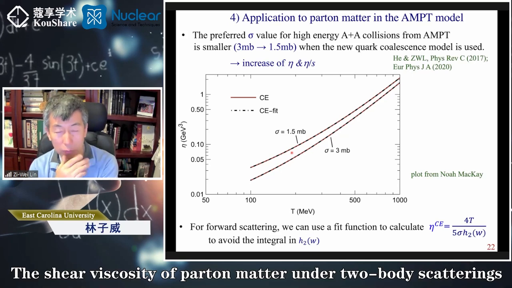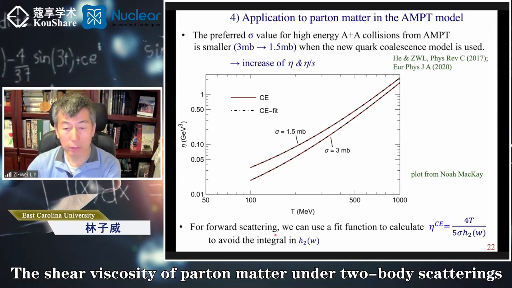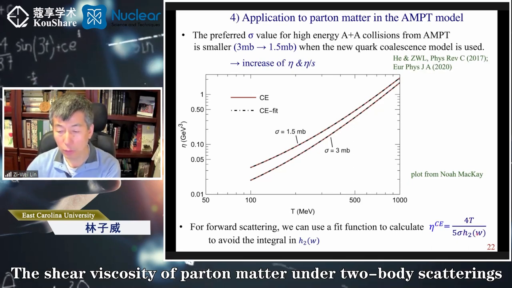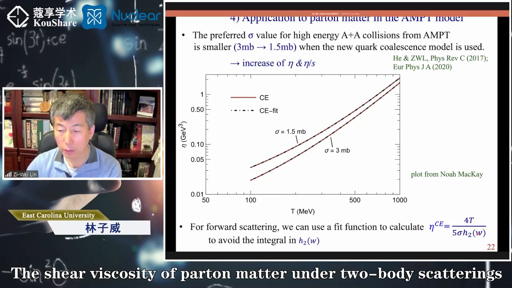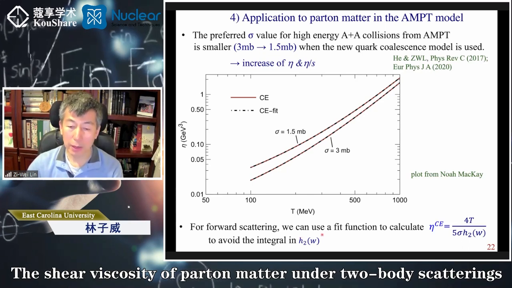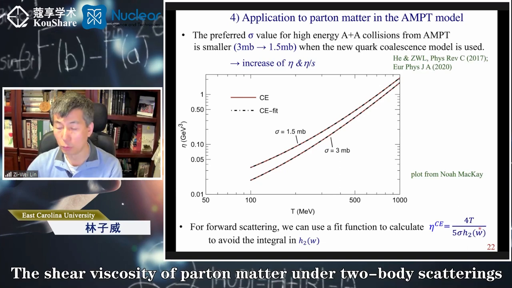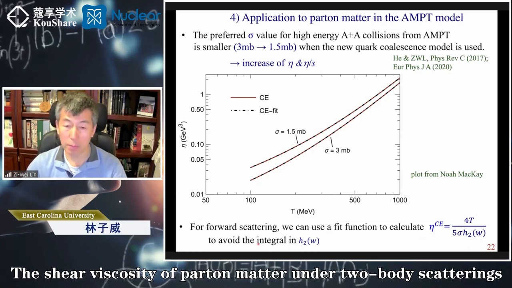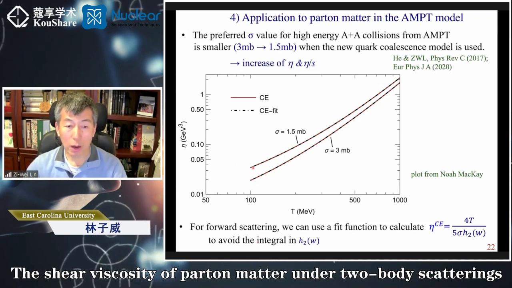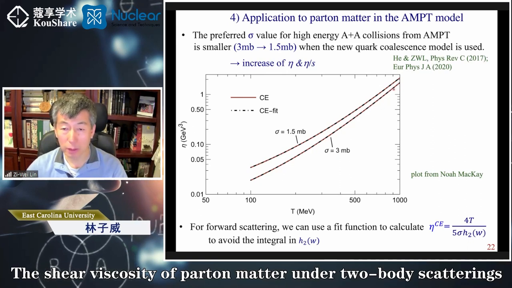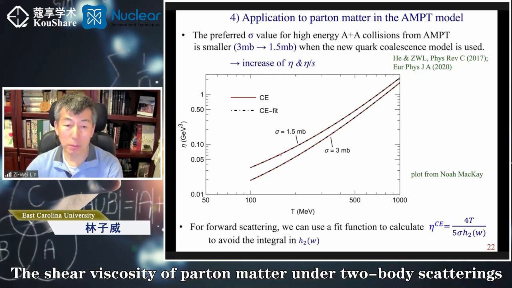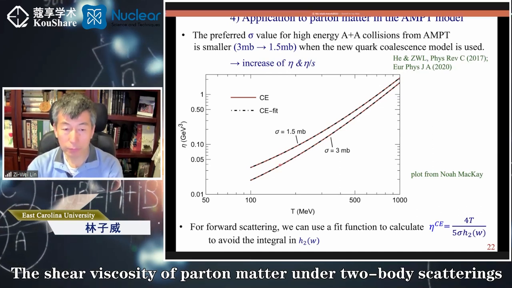Also, in this recent publication, we know that the CE method depends on the integral of the H2 function. For convenience, we also provide a fit function of this H2 so that we don't need to do the integral every time, or do the integral at all. And the fit function is almost perfect. It is represented by the dot-dash black line, which overlaps with the exact CE method result for different cross sections.